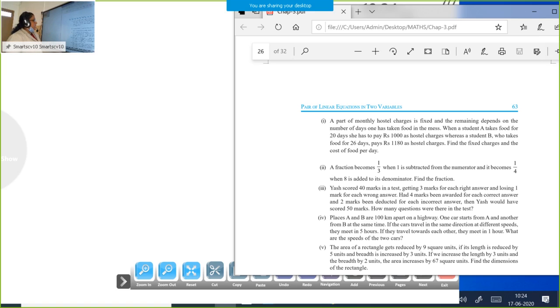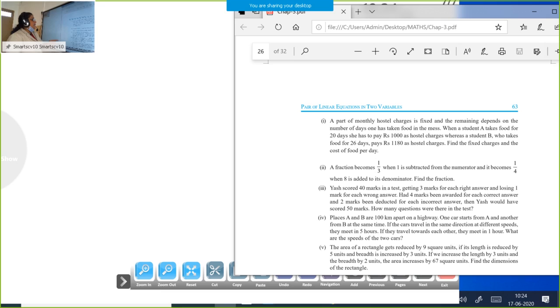Next question, the second question, a homework. A fraction becomes 1 by 3 when 1 is subtracted from the numerator, and it becomes 1 by 4 when 8 is added to its denominator. Find the fraction.